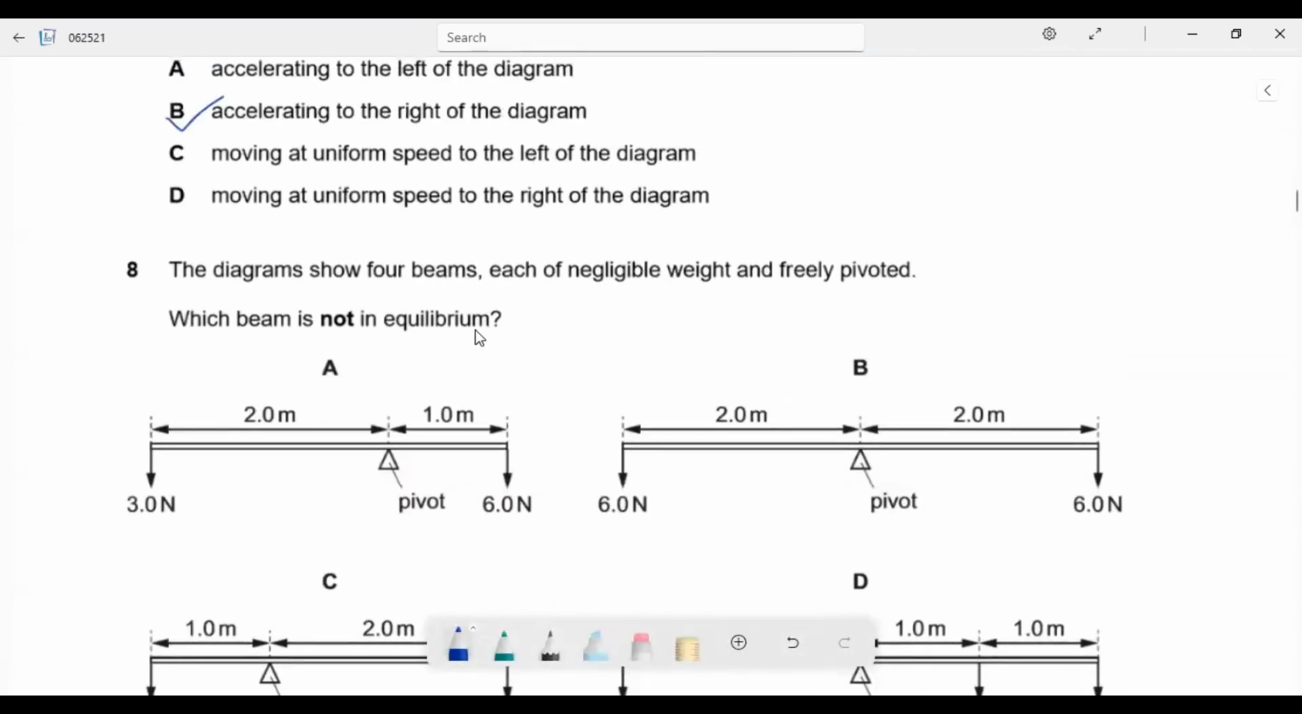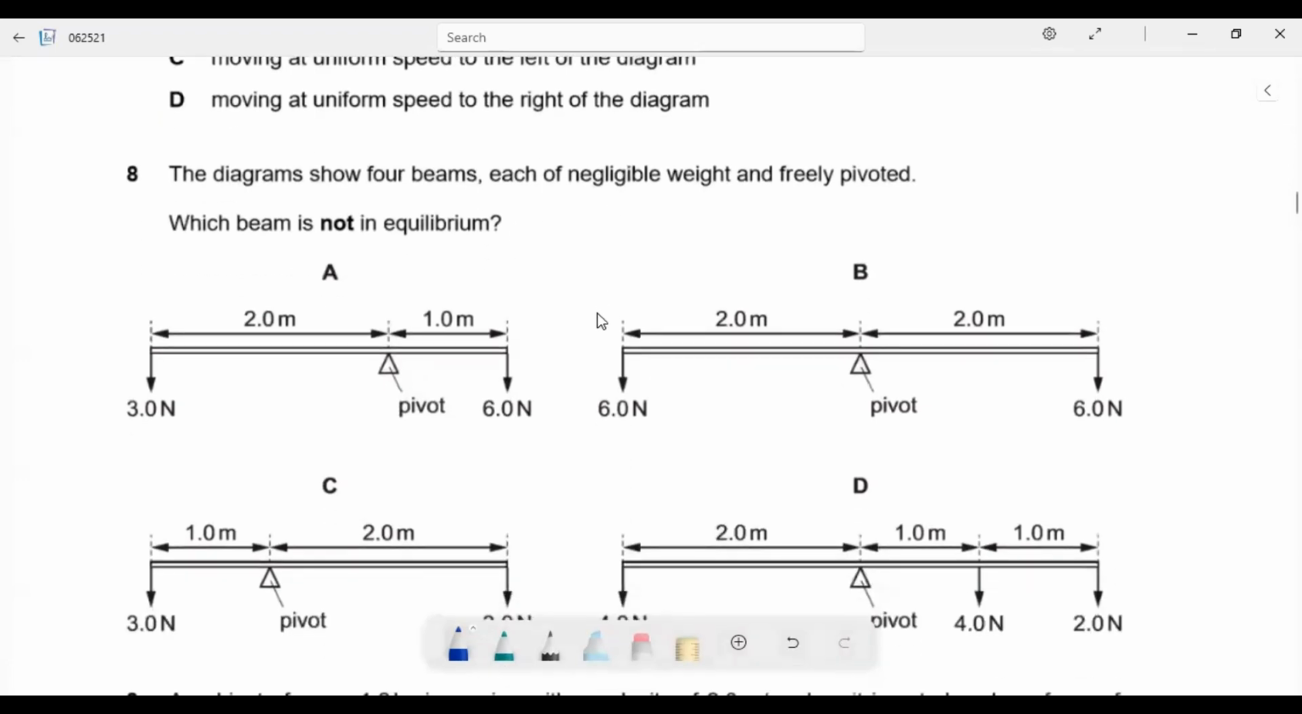Next, the diagram shows 4 wheels, each of negligible weight and freely pivoted. Which beam is not in equilibrium? When it is in equilibrium, the sum of clockwise moments will be equal to the sum of anti-clockwise moments.